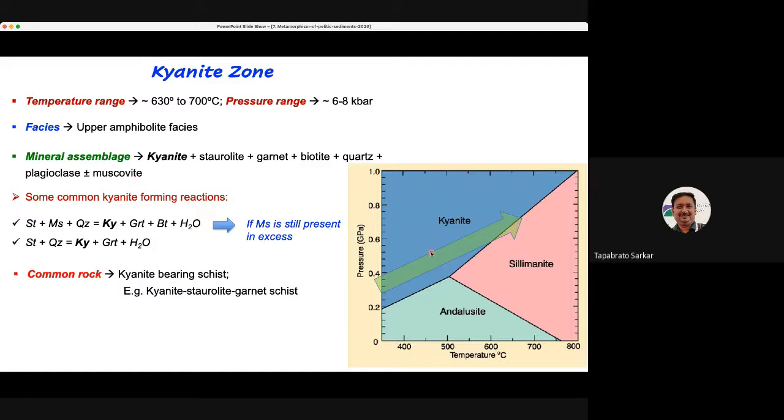So if you look at the kyanite, sillimanite, andalusite diagram, this is roughly the path we are talking about. This is roughly the medium P-T path that we are taking, which moves from the kyanite to the sillimanite zone. So we are now in the kyanite zone, and therefore kyanite is stable and kyanite forms in the reaction. We will now move to the sillimanite zone, where we will see that sillimanite is forming.